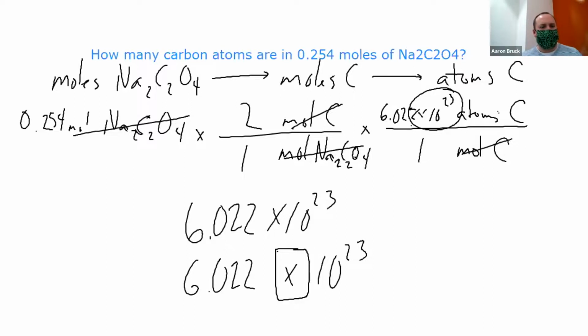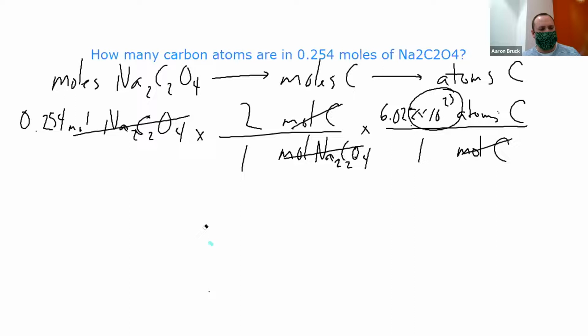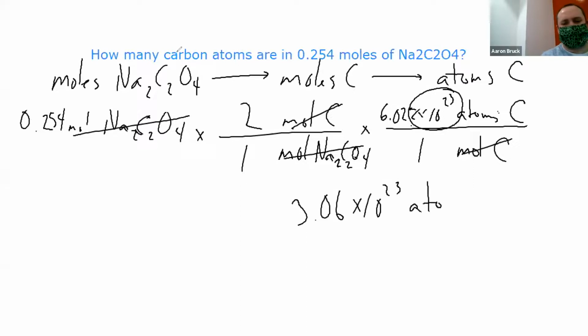So back to the matter at hand here. We're doing our calculation. 0.254 multiplied by 2 multiplied by Avogadro's number, to 3 significant figures, will give us 3.06 times 10 to the 23rd atoms of carbon.